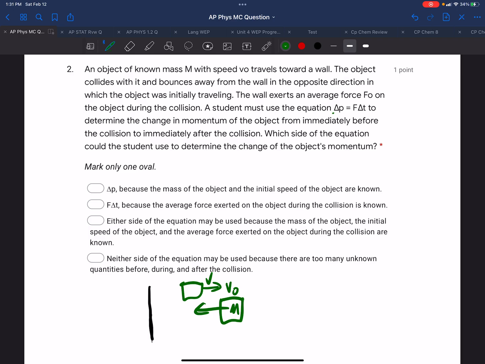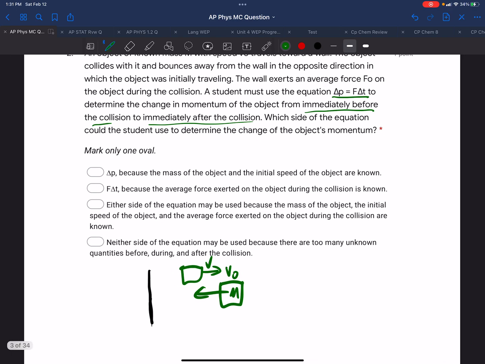We need to use the equation delta p equals F delta t to determine the change in momentum of the object from immediately before the collision to immediately after the collision. Which side of the equation could the student use to determine the change in the object's momentum?